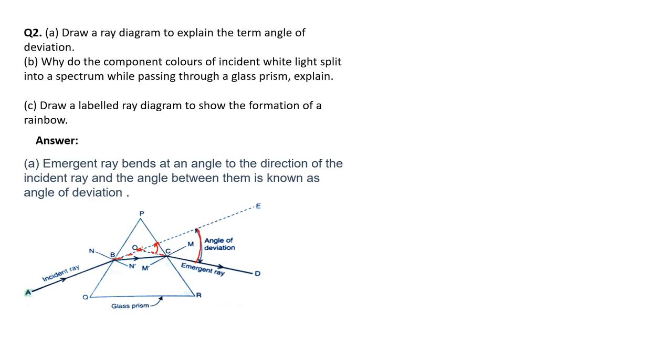Why do the component colors of incident white light split into the spectrum while passing through a glass prism? Explain. I have explained it many times, but I'll just read the question answer and explain it one more time. Next: draw a labelled ray diagram to show the formation of a rainbow. This is also important. The diagrams are given in your book. You can copy down the diagrams. All the diagrams are important.